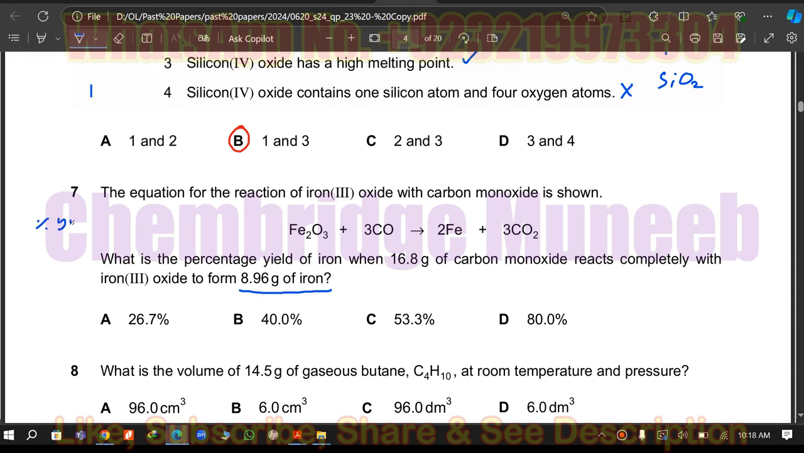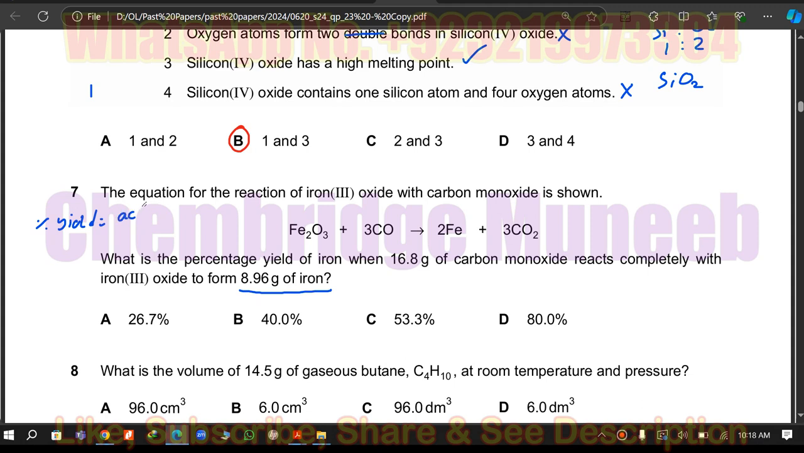The percentage yield is calculated by the formula: actual yield, or you can also say experimental yield, divided by the theoretical yield, or calculated yield as well, times 100. Now this value, which is given as 8.96 gram, will be considered as the actual yield or the experimental yield, but we do not know the theoretical yield.